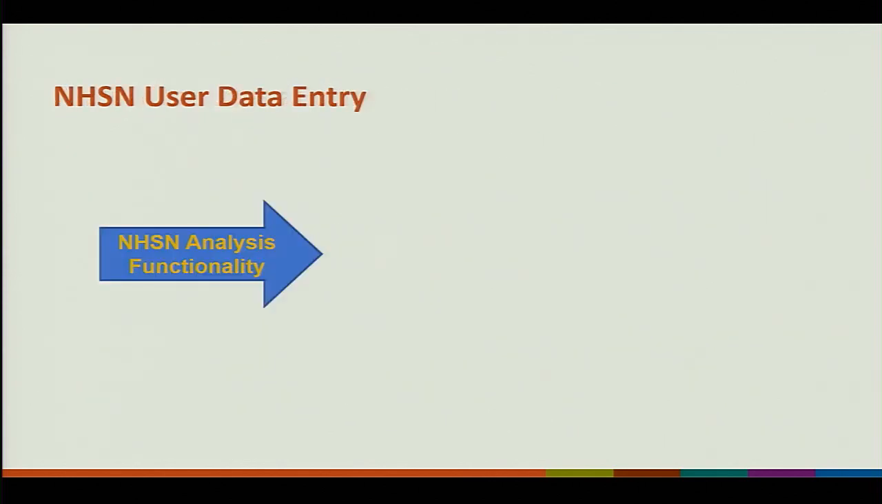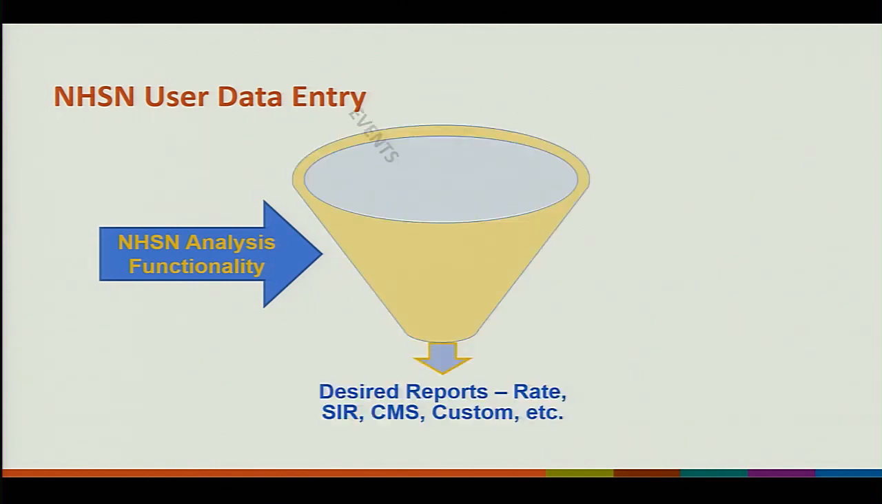And this is just a visual representation of how NHSN works behind the scenes, and how the reports and analysis functionality works. Falling into this little tunnel is your event level data, the survey data, your summary data, your procedures. These are all the things that you control and contribute to NHSN. And that output, of course, is your desired reports, whether you're looking at rate tables, your SIRs, your CMS reports, all those things that we create behind the scenes to use your data to give you something meaningful, is your output.